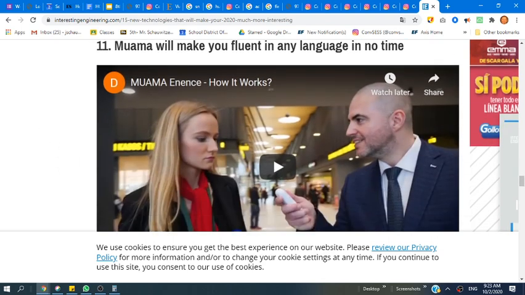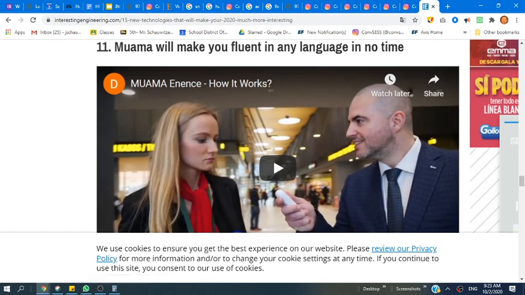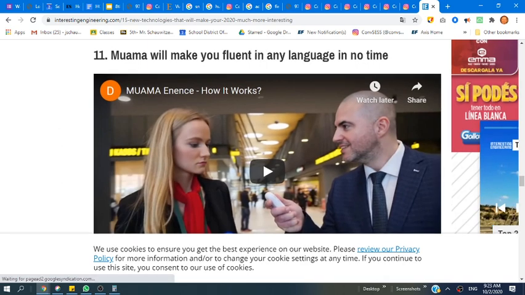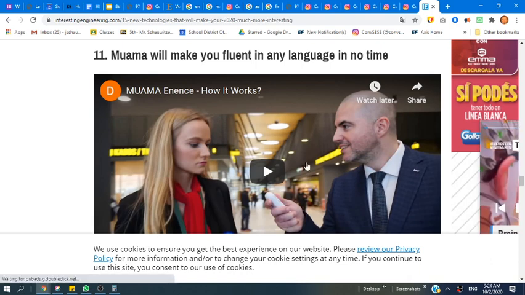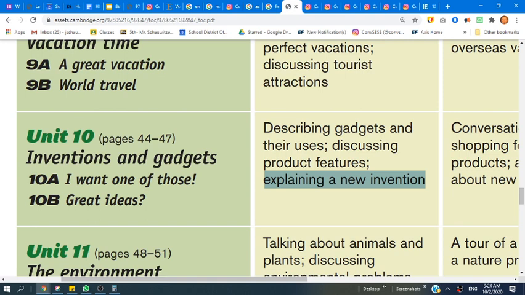And this one is kind of interesting, especially if you're interested in learning languages. Muma will make you fluent in any language in no time. You can actually put it up to the person's mouth. They will speak what they need to say, and then it will translate the language in real time. So I think it's kind of interesting to talk about technology, how gadgets are changing the face of technology.